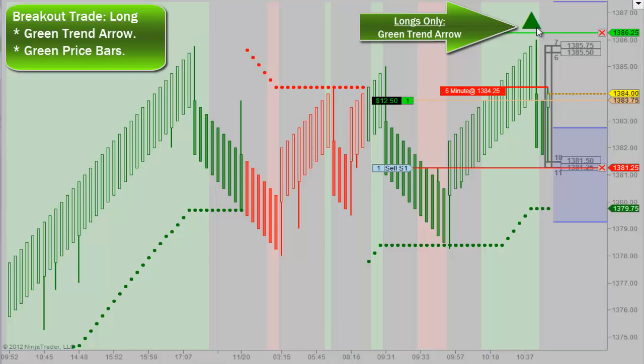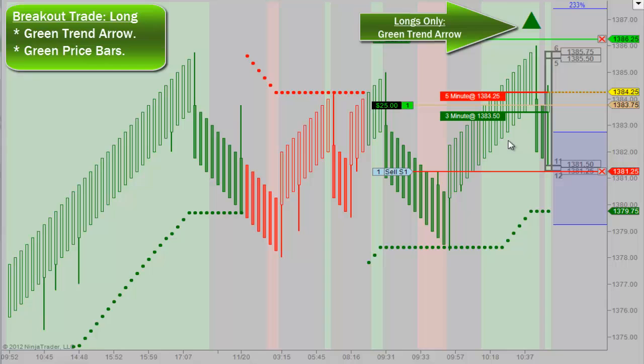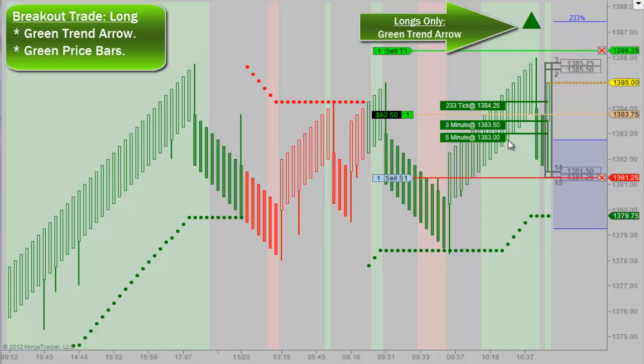As long as we have a green arrow and green price bars, we sit on the trade. Nothing's changed. And if you've been trading the E-minis at all, you know that sometimes a trade can take a long time to develop. Breakout trades tend to move a little bit faster than a normal ebb and flow market where it's just slowly grinding higher.